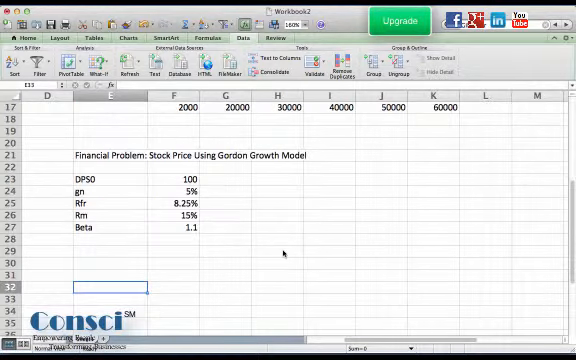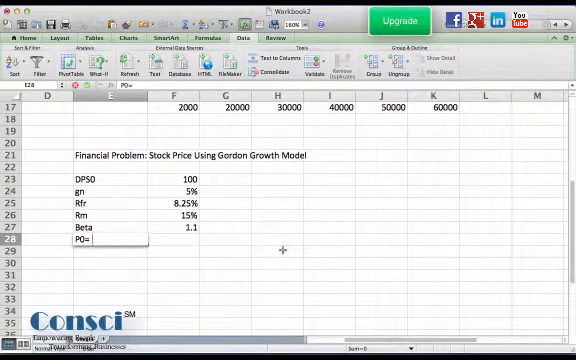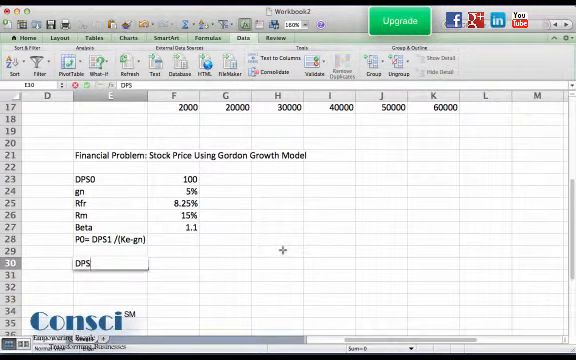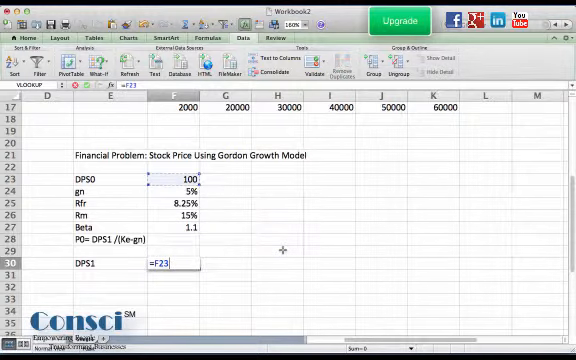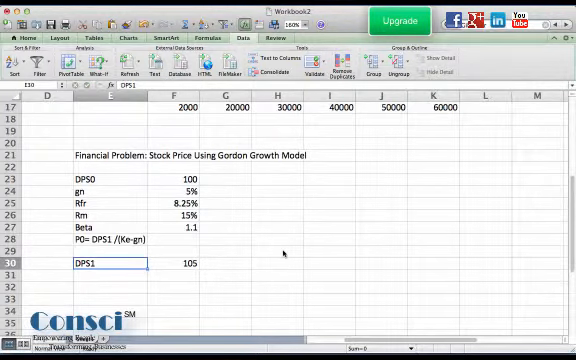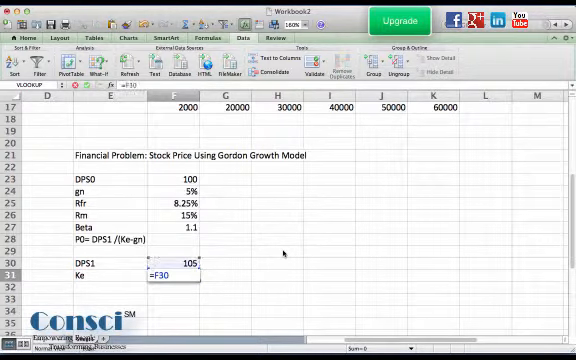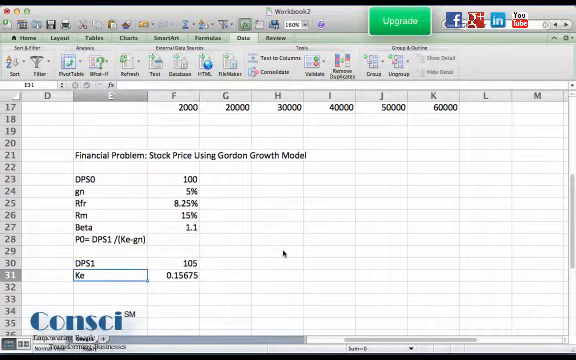Now I want you to calculate the equation of the Gordon growth model, which is given by P0 equal to DPS1 divided by (Ke minus Gn). Now to deploy this equation, we need to calculate DPS1 first of all. So DPS1 will be given by DPS0 into (1 plus Gn). Then there is the calculation of Ke, which is given by RFR plus beta into (Rm minus RFR). So that gives us Ke.